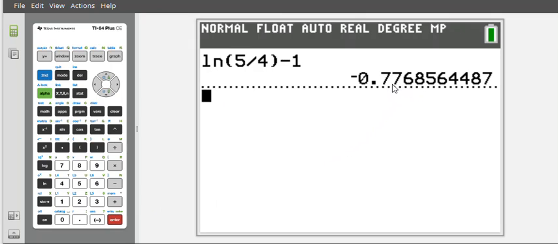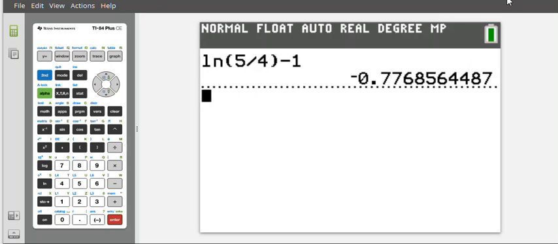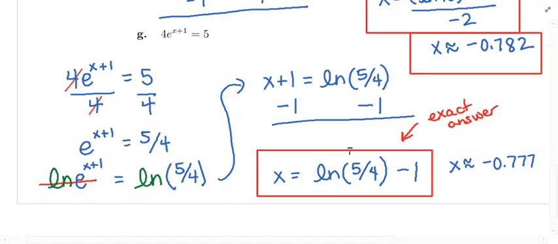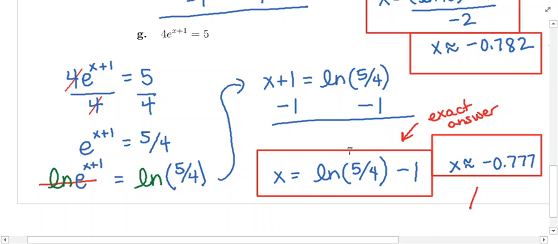Okay, we need to round to 3 places after the decimal point, so we'll say this is negative 0.777. Okay, hey, that's a pretty lucky number. All right, so x is approximately negative 0.777. Okay, so this is going to be our decimal approximation.